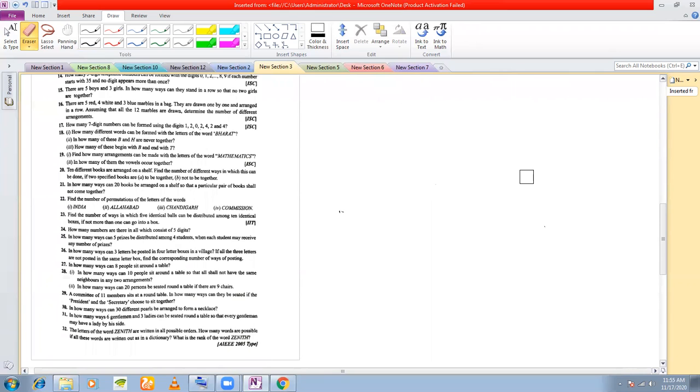Now that we know this, let us do this problem, number 19, both 19.1 and 19.2. First of all, let's say 19.1. The question here is to find how many arrangements can be made with the letters of the word mathematics. This is the given word. And what are the letters?